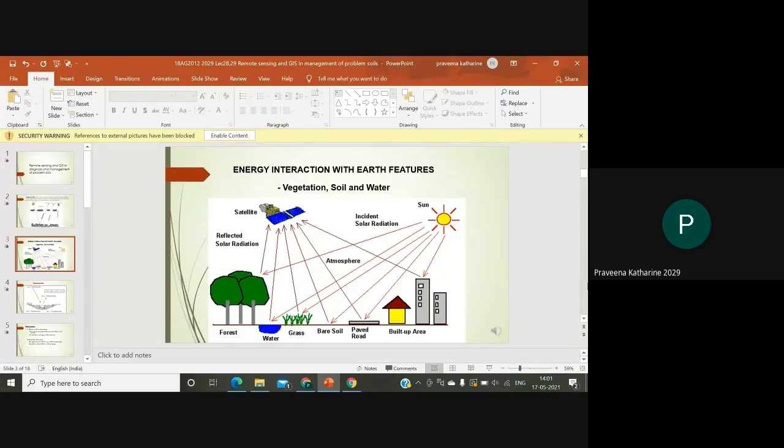It passes through the Earth's atmosphere and finally falls on the objects which are present on the Earth's surface. It may be a forest or a tree or a plant or a grass or the bare soil or some buildings or a water tank or a pond, a sea, anything it may be. So the solar radiation falls on all the objects. So each and every object has its unique reflectance pattern.